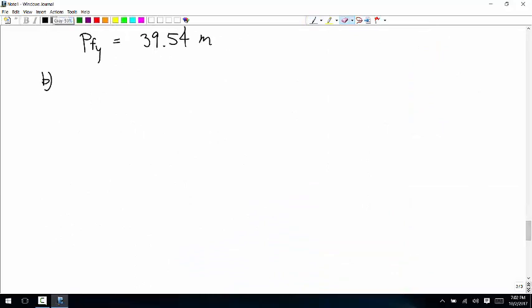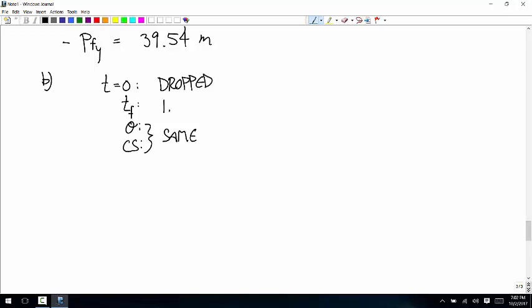Okay, so let's think about these first. Usually you don't have to change these between parts A and B, but in this case, we are going to have to change what time final represents. We'll keep these the same. Time equals 0 can still be when it's dropped, but time final now has to be when it hits the ground. And how are we going to specify when it hits the ground?